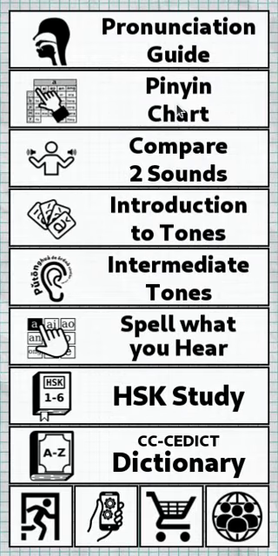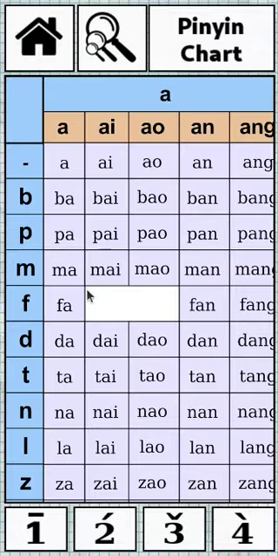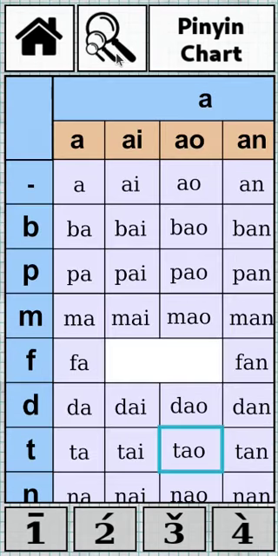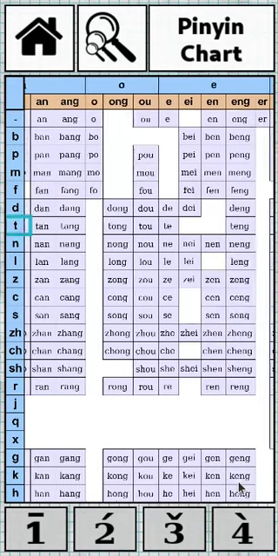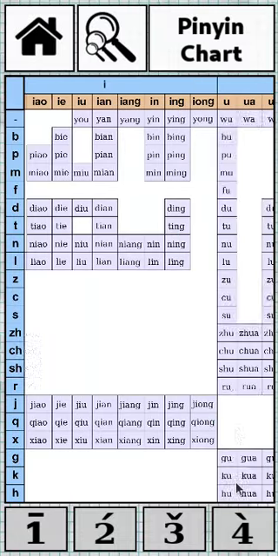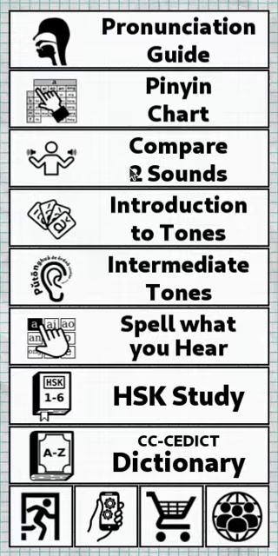Let's go to the pinyin chart. The pinyin chart was meant to be a very, very mobile-friendly pinyin chart that allows the users to select the different tones and play them. There is a zoom in and zoom out button depending on the style of device that you have, and you can scroll left and right with your fingers, or up and down. It's however you want.